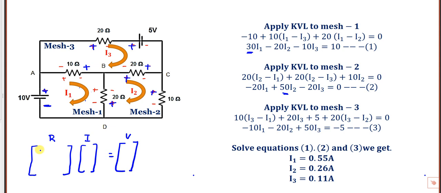So in this, first element is the sum of resistance in mesh 1. What is the sum of resistance in mesh 1? In mesh 1, 10 plus 20, so it is 30. Common to mesh 1 and mesh 2, you have to write minus, so minus 20. Common to mesh 1 and mesh 3 is minus 10. Okay, so I'll rewrite once again, a little bit smaller: 30, minus 20, minus 10.